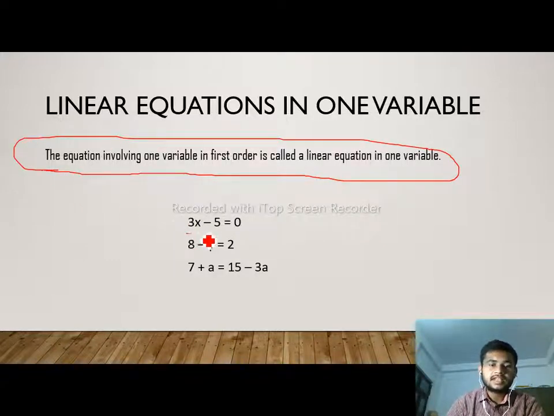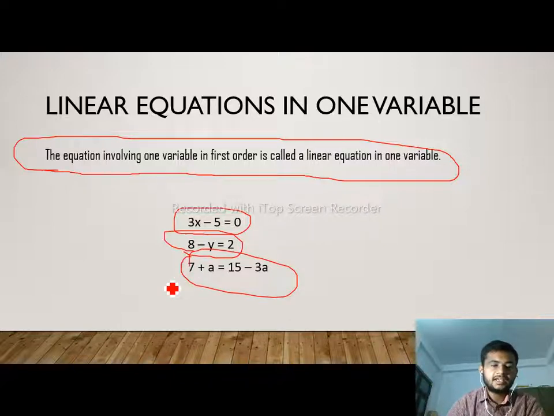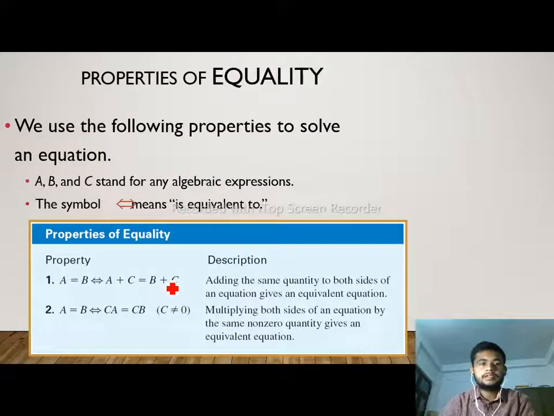Okay, what is the example? 3x minus 5 is equal to 0, 8 minus y is equal to 2, 7 plus a is equal to 15 minus 3a are examples of linear equations in one variable.